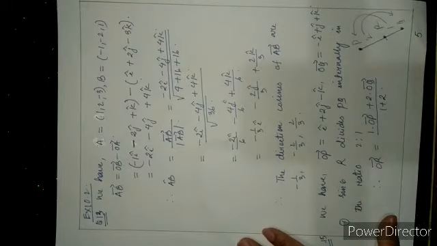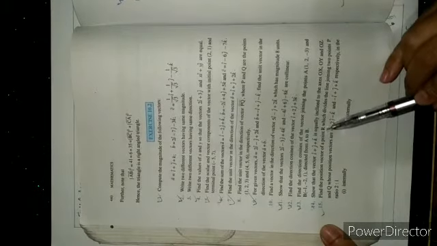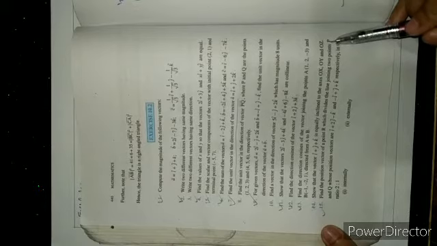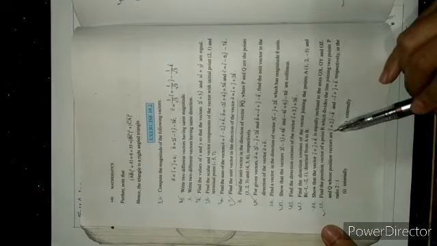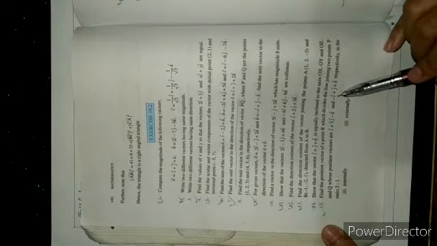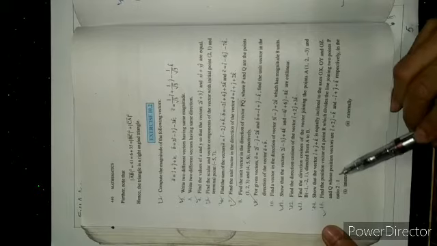Next, question number 13. Find the position vector of the point R which divides the line joining the 2 points P and Q, whose position vectors are i cap plus 2j cap minus k cap and minus i cap plus j cap plus k cap respectively, in the ratio 2:1.